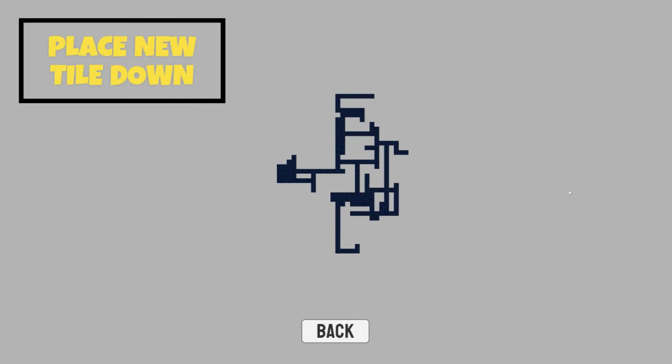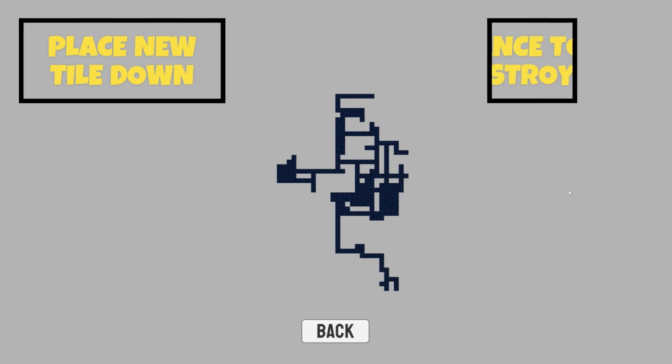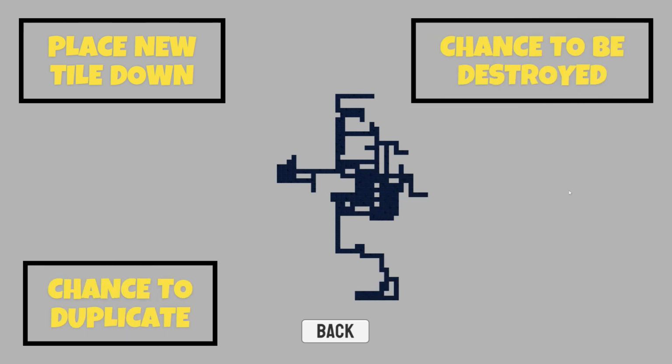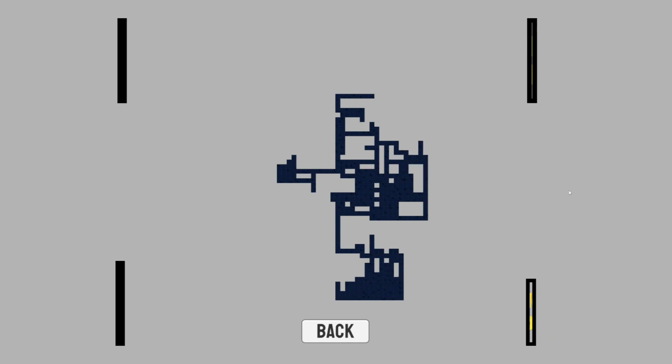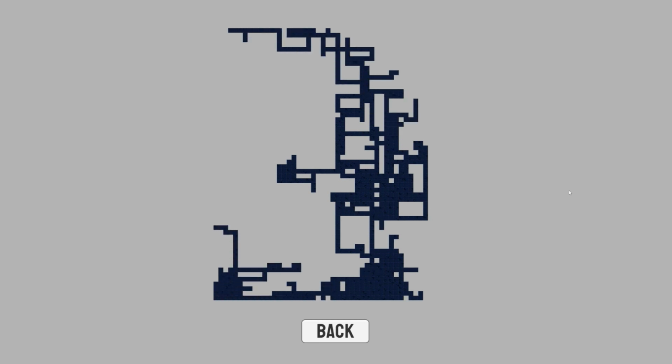Essentially, the way this algorithm works is it picks a starting point, and these objects move around as if they were walking one block at a time. And with every movement, a few things would occur, such as placing a new tile down in its current location, or a chance to be destroyed, a chance to duplicate, or a chance to change directions. So after a few weeks of tinkering with the algorithm and getting it to my liking, I managed to put it together in a way that satisfied what I was trying to do.